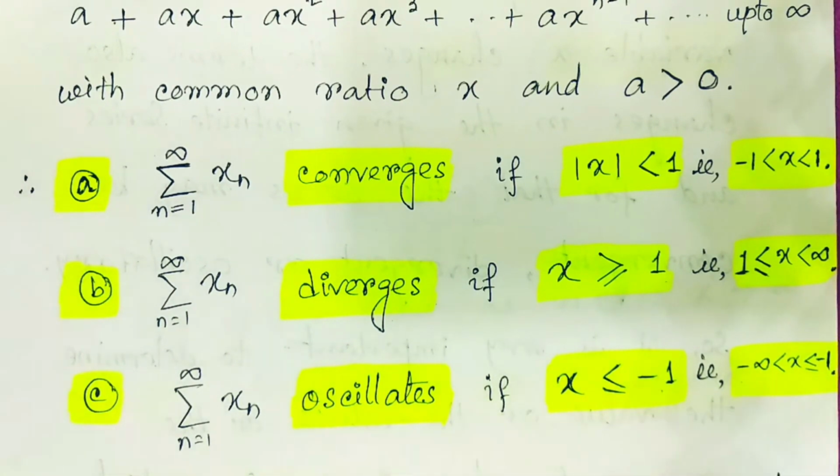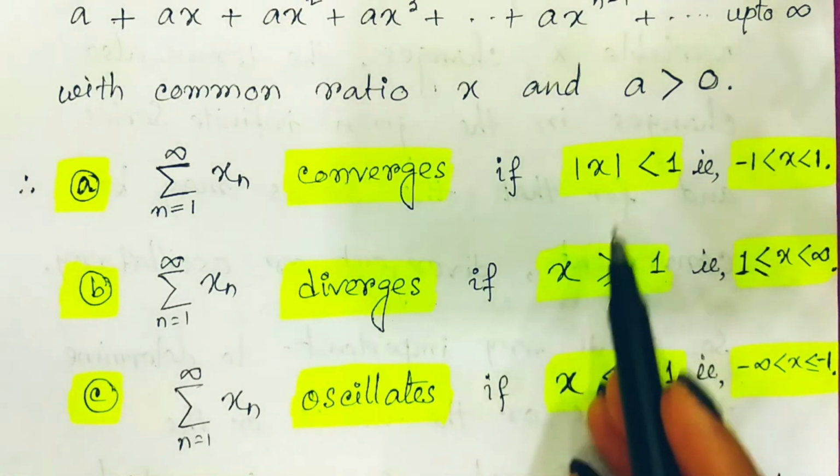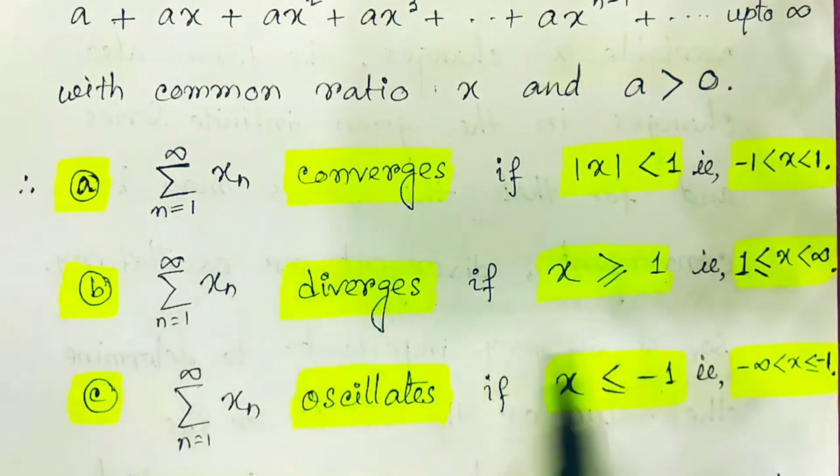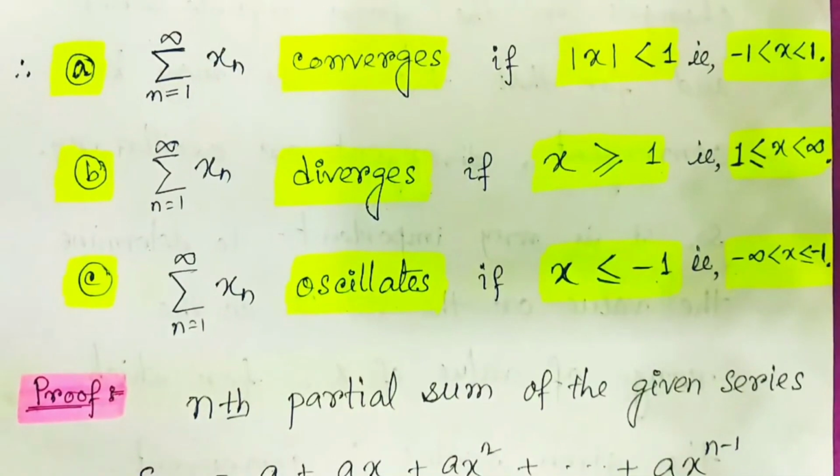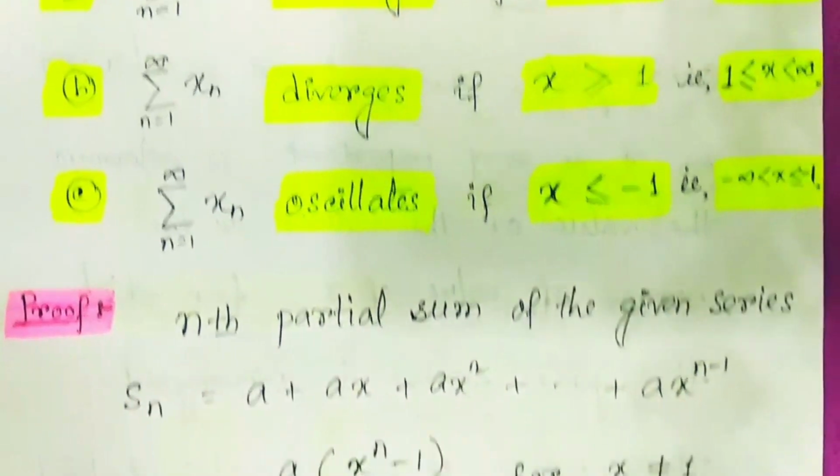So for different values of x, we find a different nature of the geometric series. How do we prove that for the corresponding x values it is convergent, divergent or oscillatory? For that, we are going to prove it. First of all, the proof for convergence.